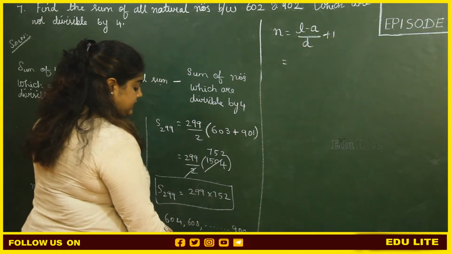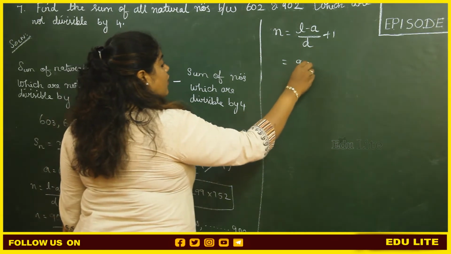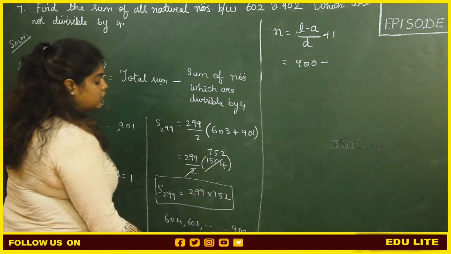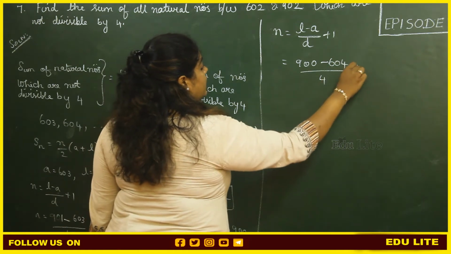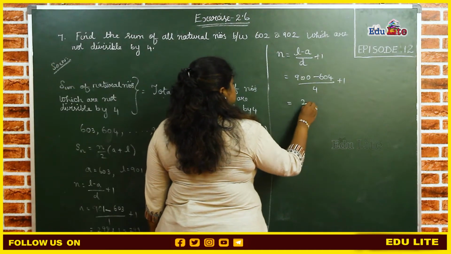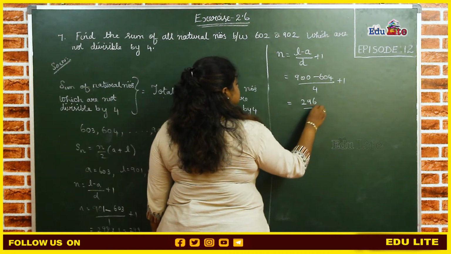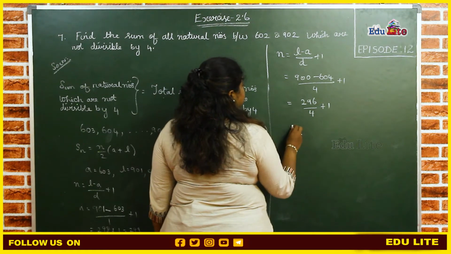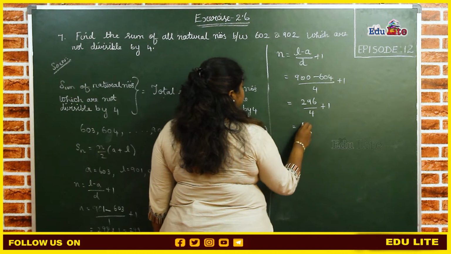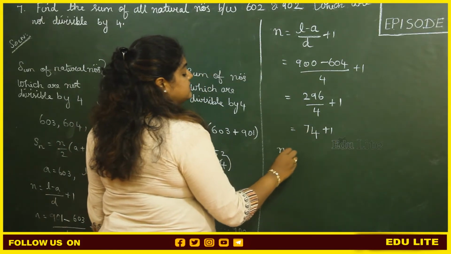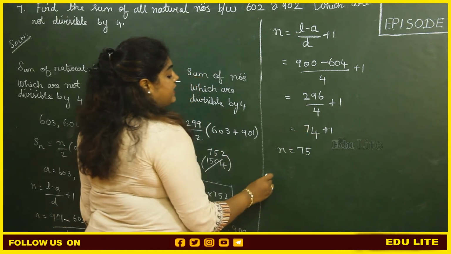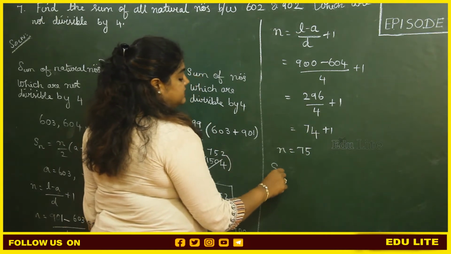The value of L is 900, the value of A is 604, and the value of D is 4, plus 1. 900 minus 604 is 296, by 4, plus 1. So 296 by 4 is 74, plus 1. Therefore, n is equal to 75. Let us substitute in Sn.